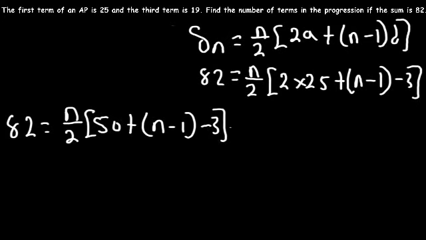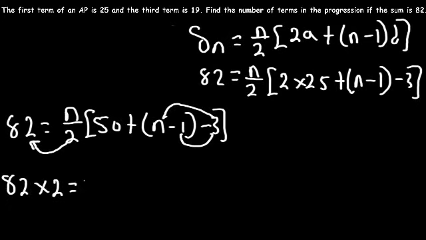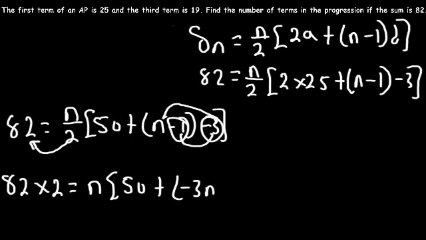What I would like to do next is to distribute this negative 3 into whatever we have in the bracket, and also bring this 2 to the other side. So I should have 82 multiplied by 2 equal to n, multiplied by 50 plus negative 3 multiplied by n, which should be negative 3n. Negative 1 multiplied by negative 3 should be positive 3.